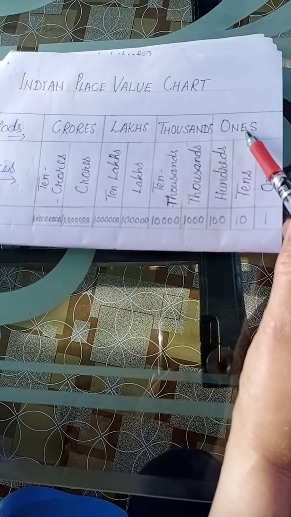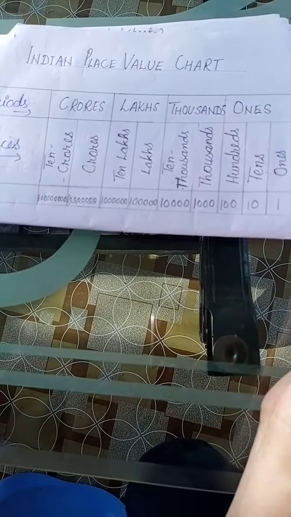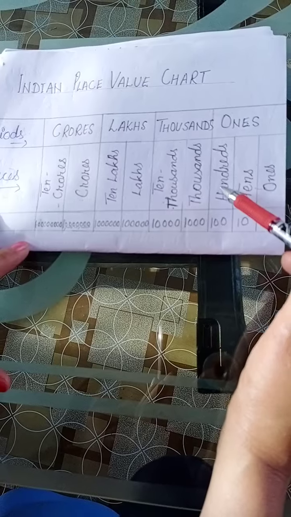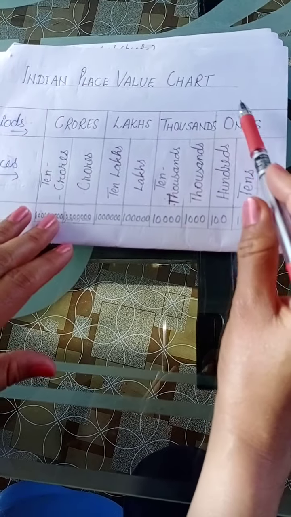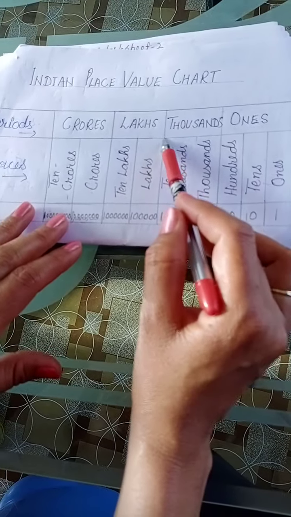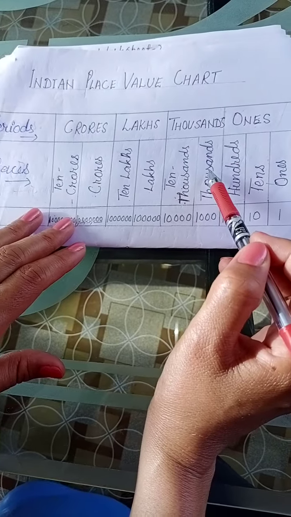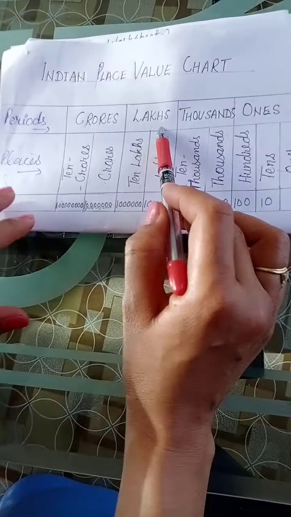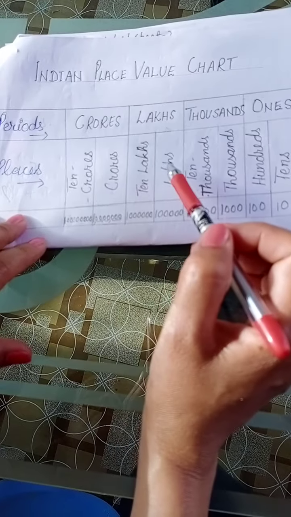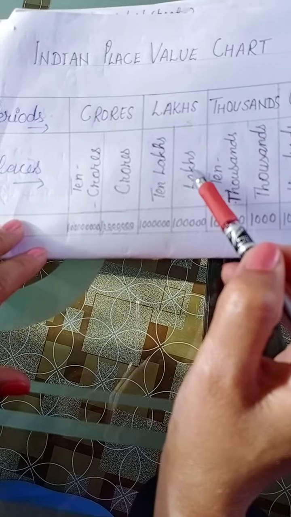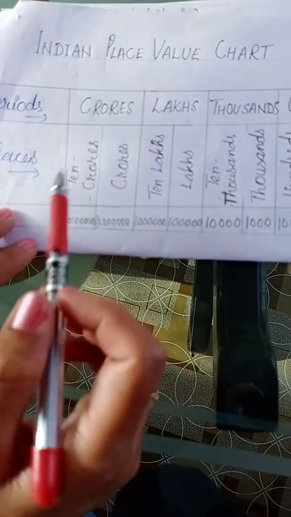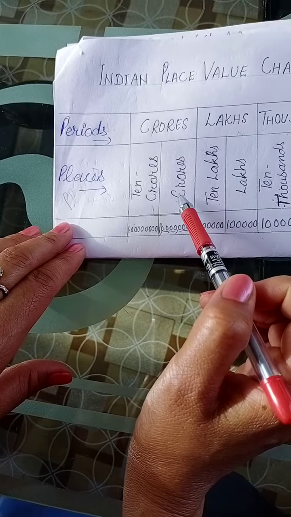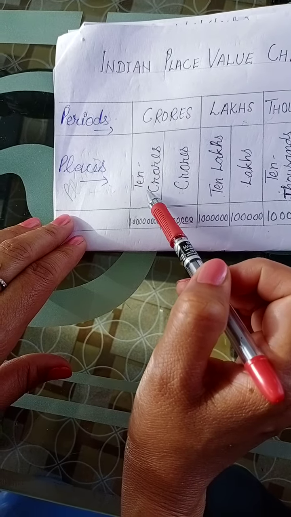Okay, let us start. Your first period is the ones period. Under this period, you have three places: ones, tens, hundreds. The next period is the thousand period. Under this period, you have two places: thousands, 10,000s. The next period is the lakhs period, under which you have two places: lakhs, 10 lakh. Then the crore period, under which you have two places: crores and 10 crores.